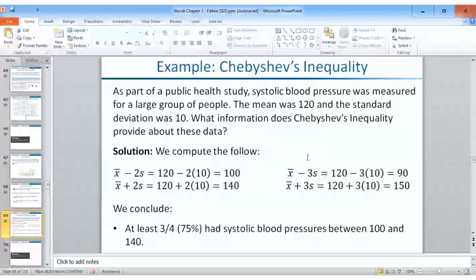All right. So this one just tells us, as part of a public health study, systolic blood pressure was measured for a large group of people. The mean was 120 and the standard deviation was 10. Now, they don't mention anything about it being normally distributed, but they do say, what information does Chebyshev's inequality provide about these? Well, the two cases that we really looked at was 2 and 3 standard deviations, because those are the most common, okay?